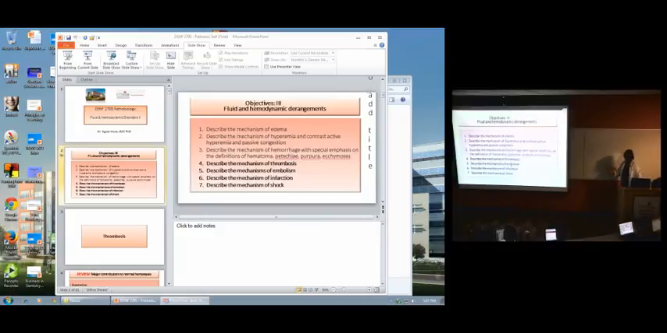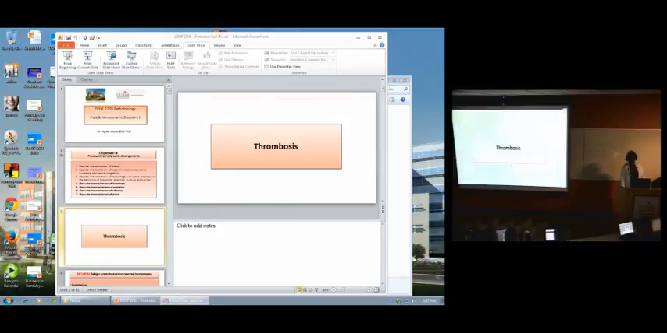So back again to objective 3, fluid and hemodynamic derangements. We did the first 3. So we're going to conclude by doing thrombosis, embolism, infarction, and shock.